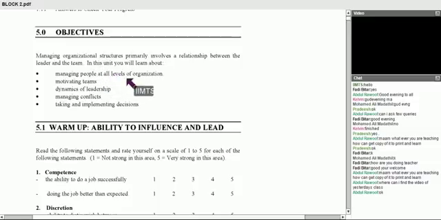Managing people at all levels of organization. Motivating teams. So, the role of the team leader is not only confined to leading a team, but it also involves motivating the team from time to time, right? Dynamics of leadership, managing conflict. So if there is a conflict in a team, obviously the team leader needs to sort that out, right? And he needs to involve everyone, but the priority decision is being taken by the team leader itself, right?